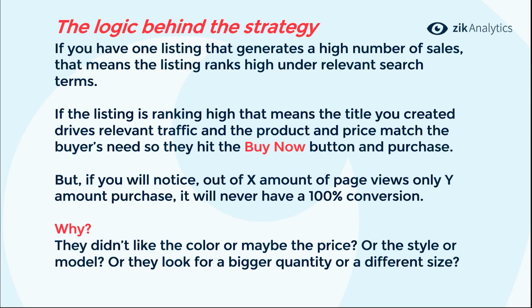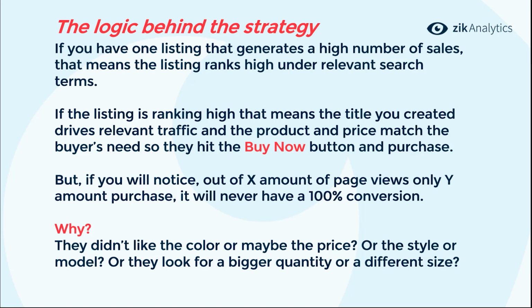specific search terms. The logic behind the strategy: if you have one listing that generates a high number of sales, that means that the listing ranks high under a relevant search term. If the listing is ranking high, that means that the title you created drives relevant traffic and the product and the price match the buyer's need, so they hit the buy now button and purchase the product.